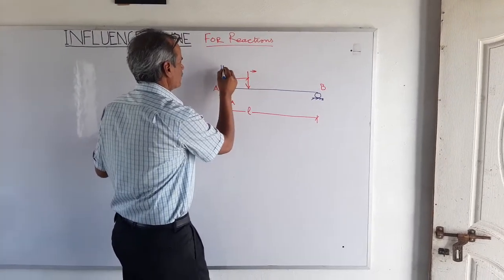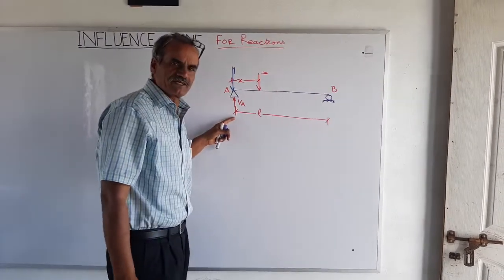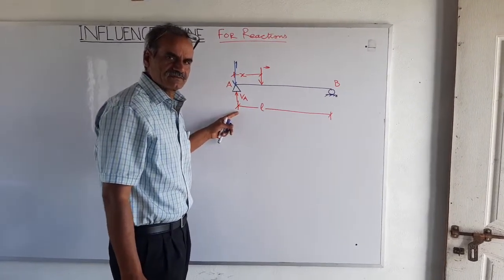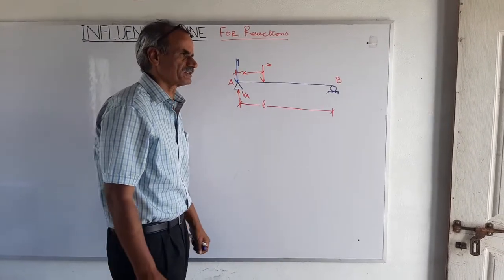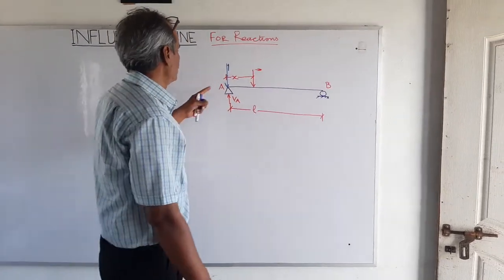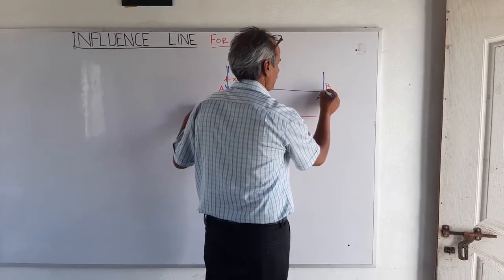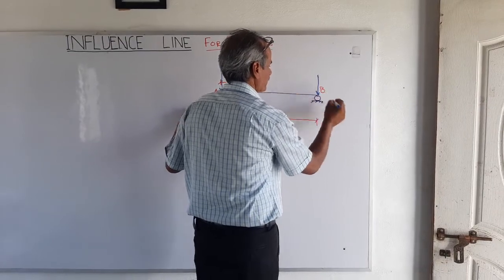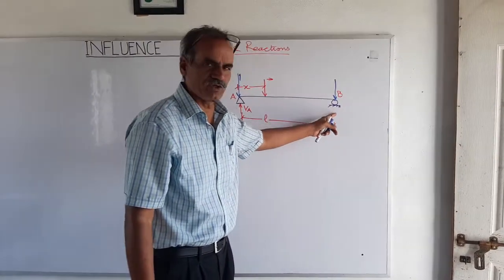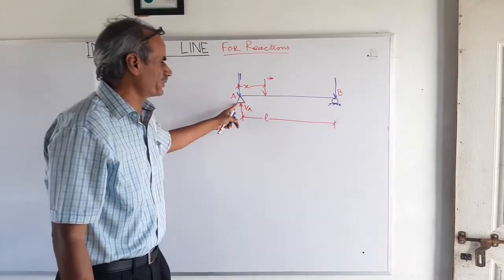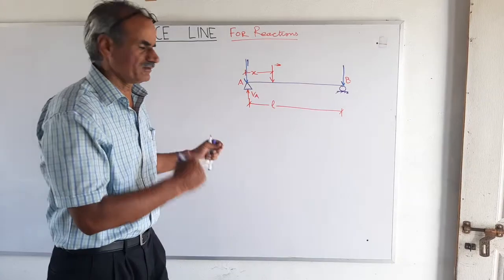Alright, this is unit load. The whole of the reaction shall be taken by this support. Alright, this much judgment you must have developed. And the moment this load is over here, the whole of the reaction shall be taken by this support B, hence the reaction over here shall become 0. But how does it vary?